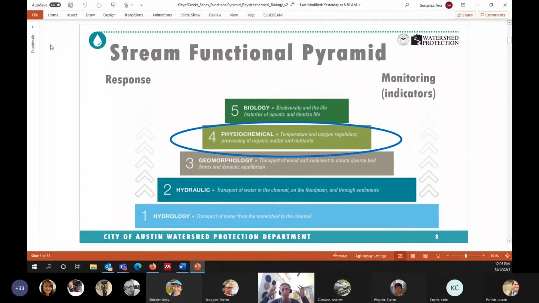And we look at these two layers more as the response levels, and they are responding to all the things that are going on the foundation of this pyramid. And we use physical, chemical, and biological parameters to measure as indicators of stream health.